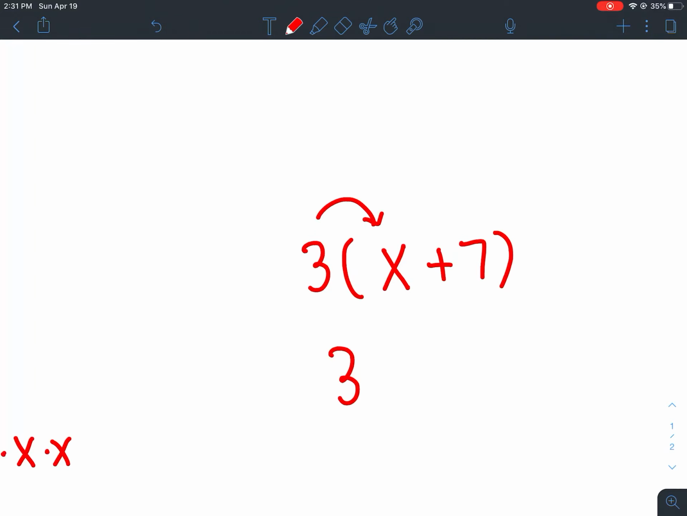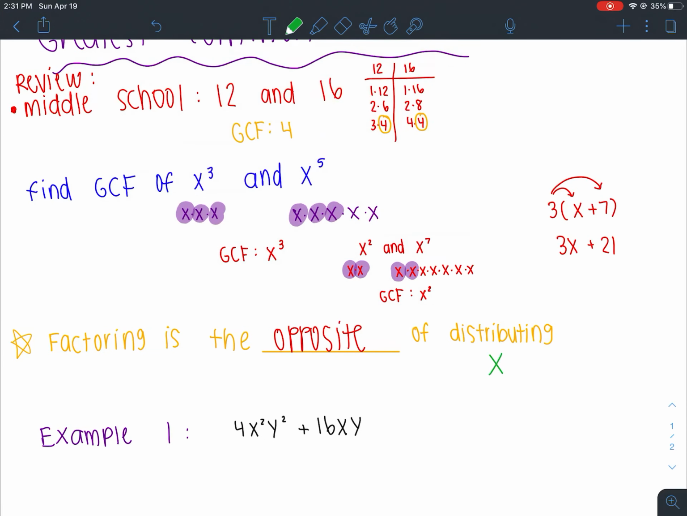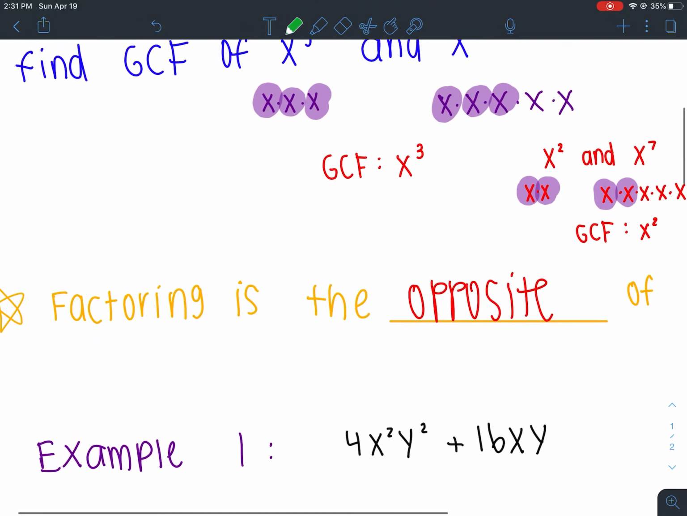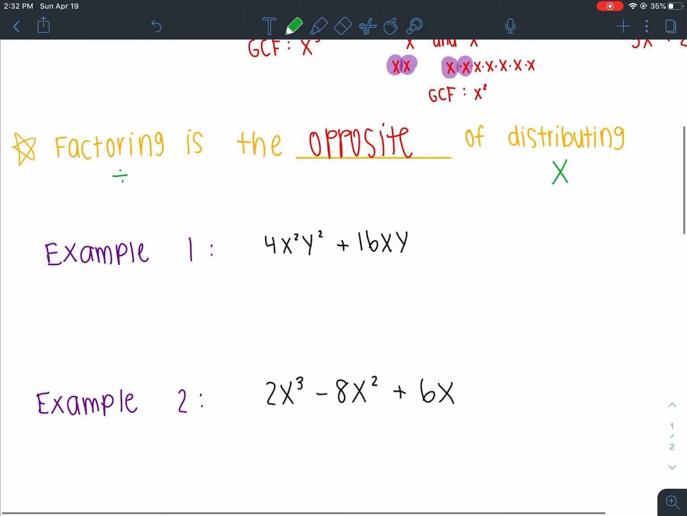3 times x is going to give me 3x. 3 times 7 is going to give me 21. I'm distributing. I am multiplying. So if distributing means multiplying, then what do you think factoring might mean if it's the opposite? Factoring is going to be division. So distribution is multiplying, factoring is dividing. So we're going to start with our examples here.